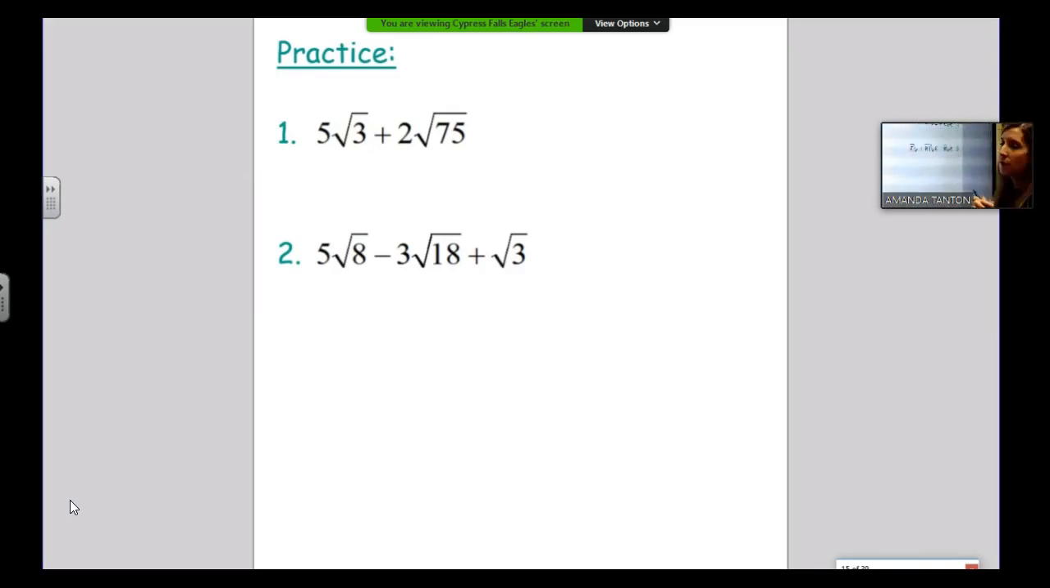Now, on first glance, you're like, well, root 3, root 75, those aren't the same. But what do you think about on second glance? You have to simplify it. Yes, you do. What do y'all want to use? 5 and 15. Okay.